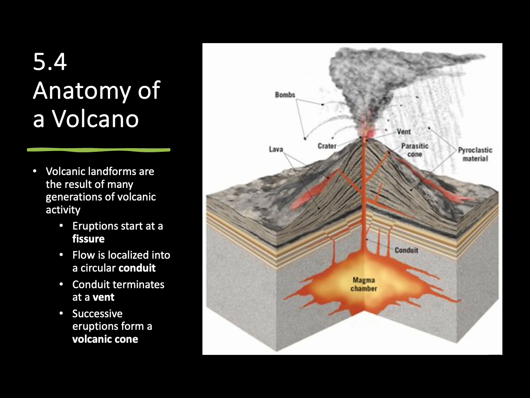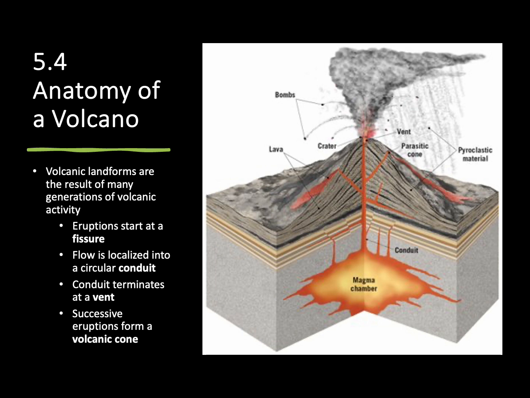But we see that most volcanoes start off by a fissure, and a fissure is just going to be a break in the surface. But most volcanoes are also going to be on top of a magma chamber. This is going to be an area deep beneath the volcano where magma, molten material, is stored.